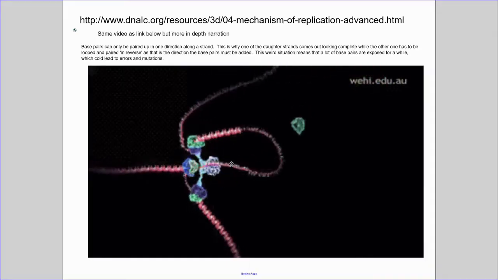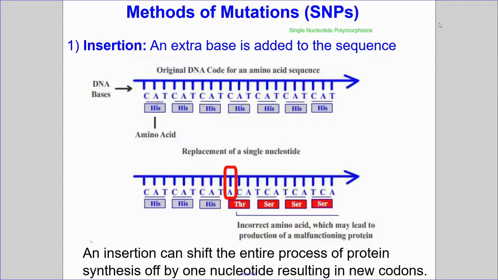That's a problem. That's where DNA replication can be a problem. So there's three types or three methods of mutations that we're going to learn about. They're referred to as SNPs, or single nucleotide polymorphisms. This is when one single base is going to be disturbed. So the first possible way to do this is something called an insertion. This is when an extra base is added to the sequence.